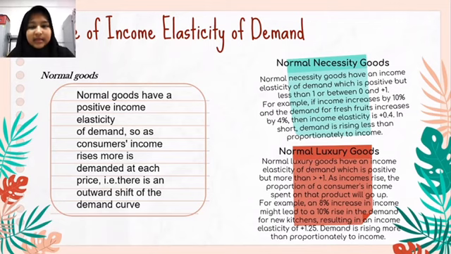Degree of income elasticity of demand has two types of goods. Number one is normal goods and number two is inferior goods. For normal goods, we have normal necessity goods and normal luxury goods. Normal goods have a positive income elasticity of demand, so as a consumer's income rises, more is demanded at each price. Normal necessity goods have an income elasticity of demand which is positive but less than 1, or between 0 and positive 1. Normal luxury goods have an income elasticity of demand which is positive and more than positive 1.